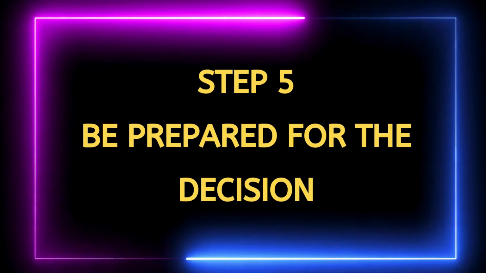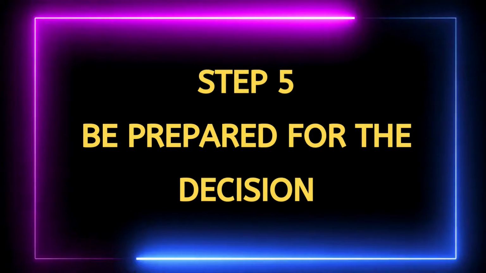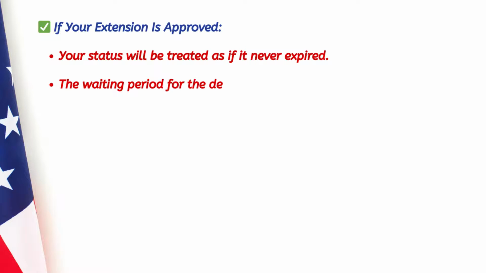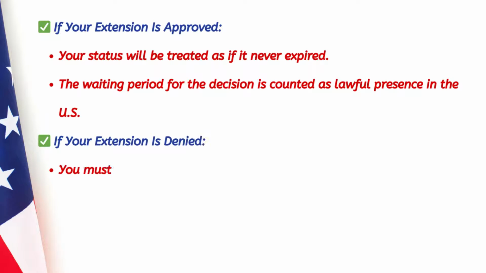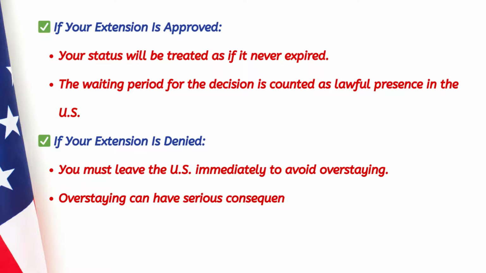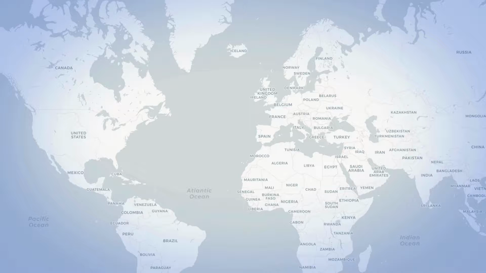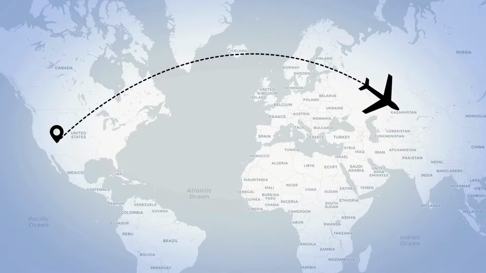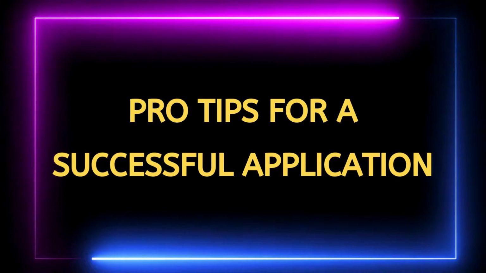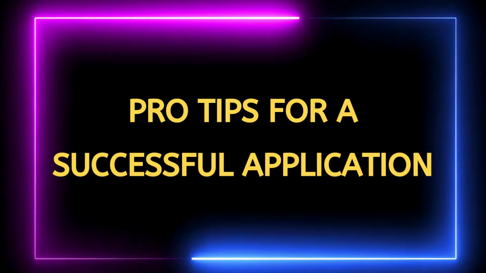Then comes the next step. Be prepared for the decision. If your extension gets approved, it will be as if your status never expired and your time waiting for the decision will be counted as lawful presence in the United States. But if your extension is denied, you'll need to leave the United States right away to avoid overstaying, which can impact future visa applications.